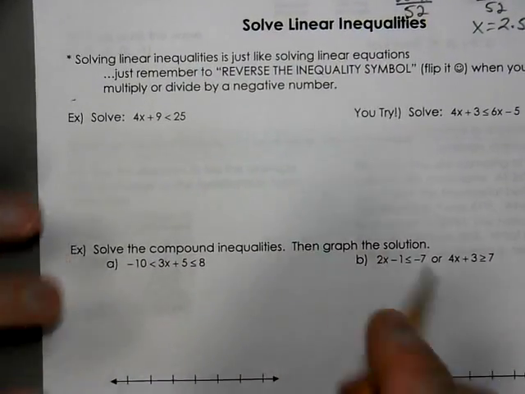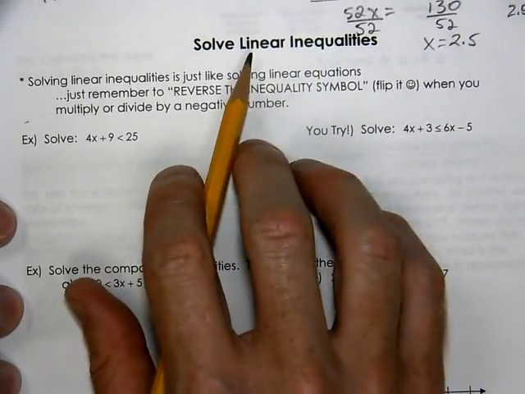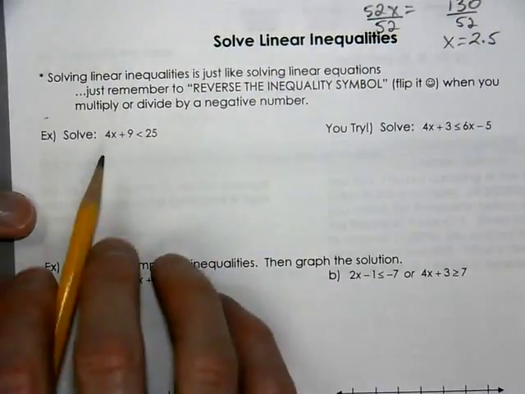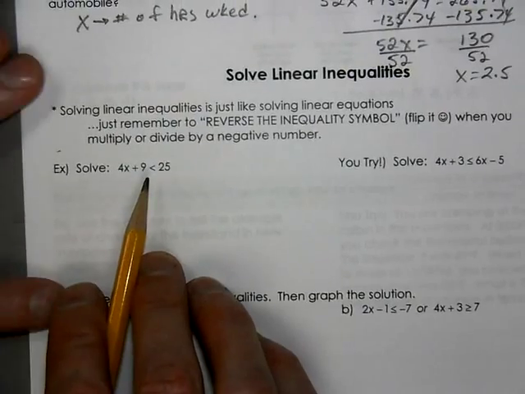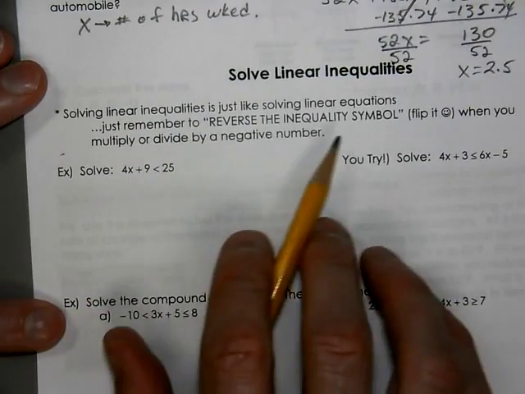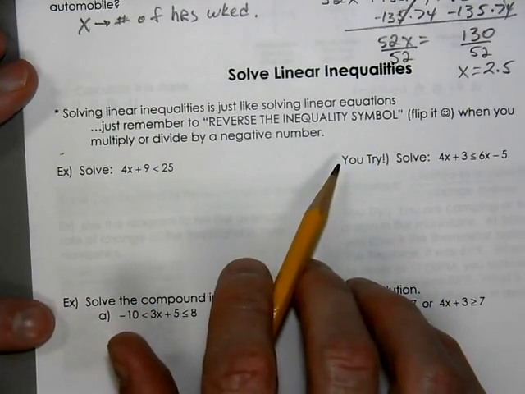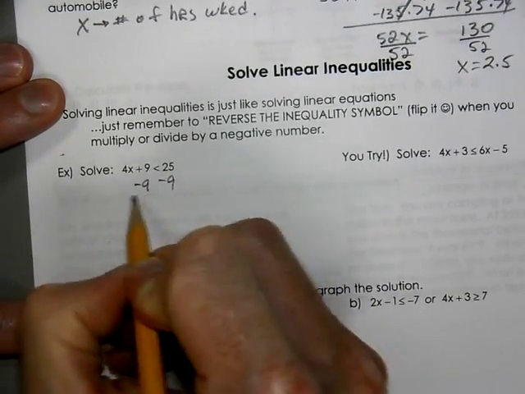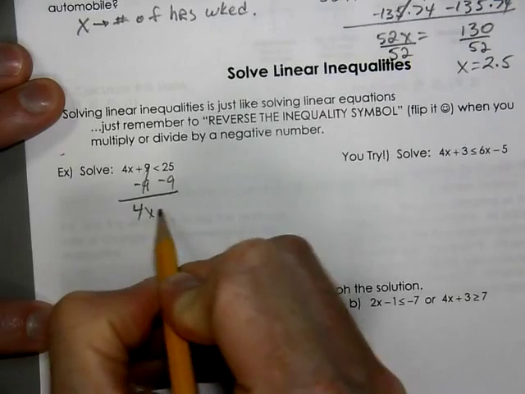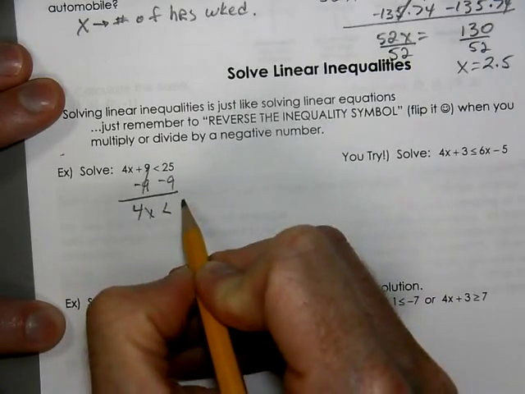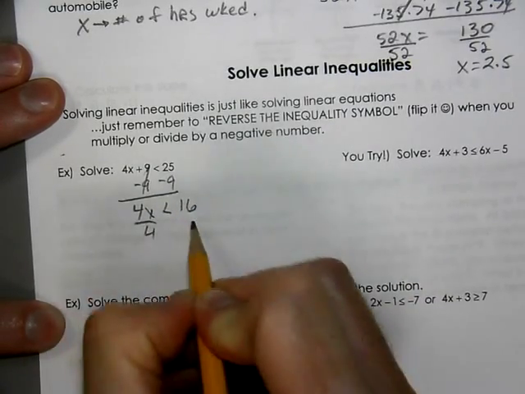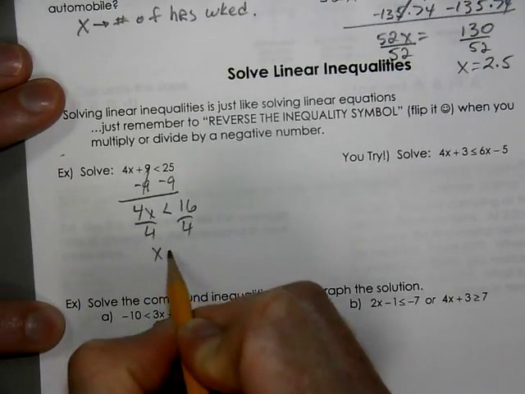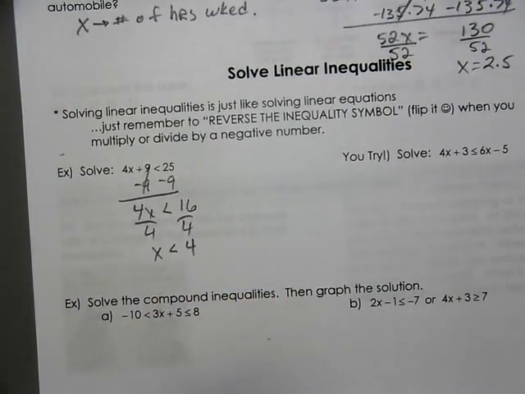Okay. We're going to solve linear inequalities. Linear means a line. Inequalities means it's going to have the little Pac-Man sign. We're going to reverse the symbol if we have to divide or multiply by a negative. Here we solve it just like it's an equal sign. 4x is less than 16. Divide by 4, and x is going to be less than 4.